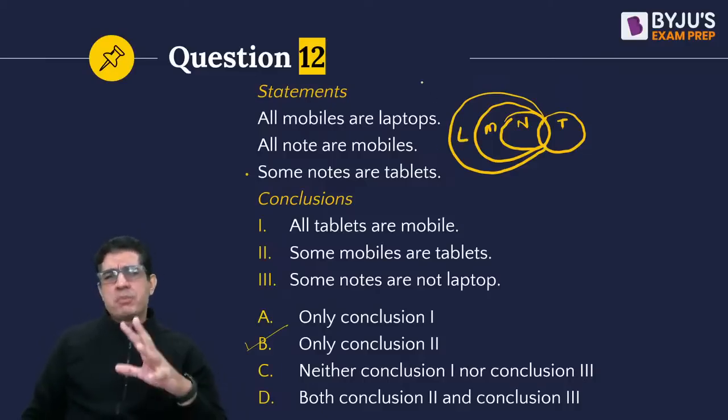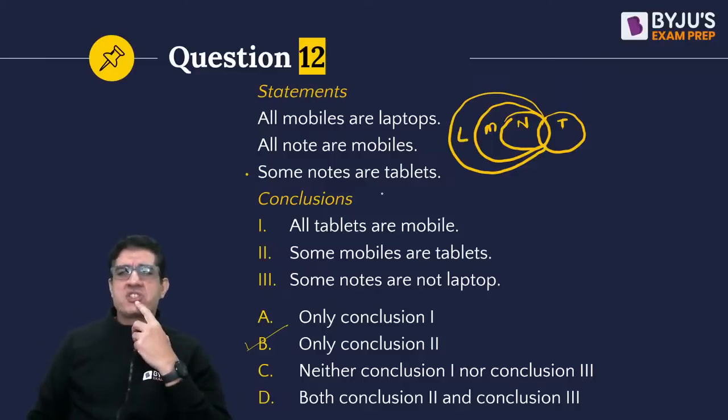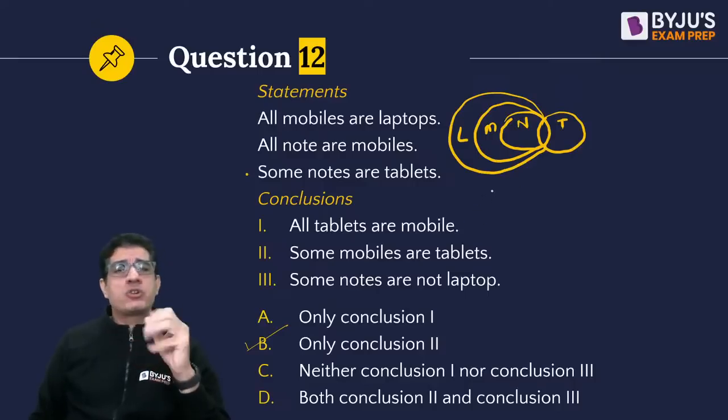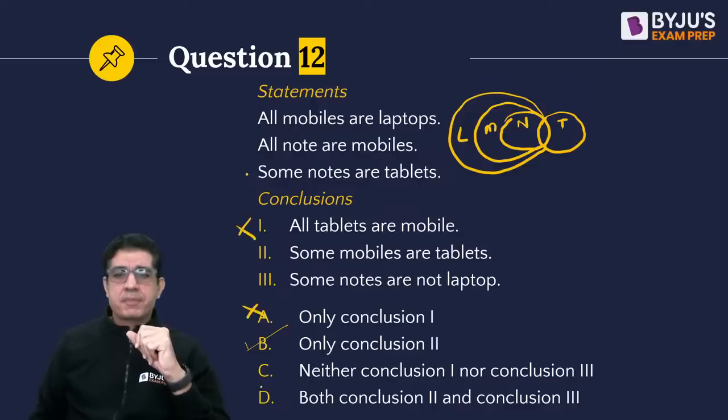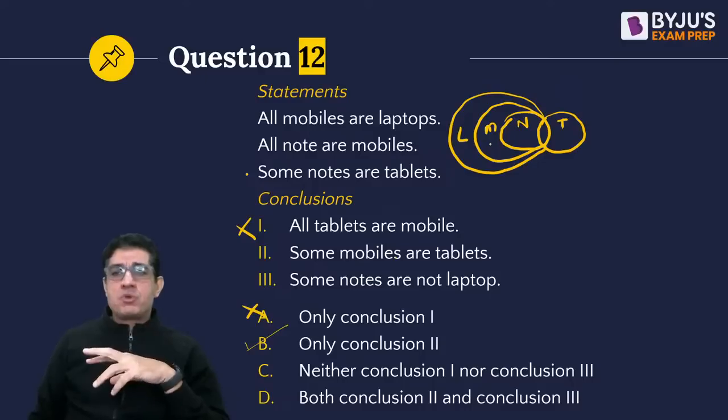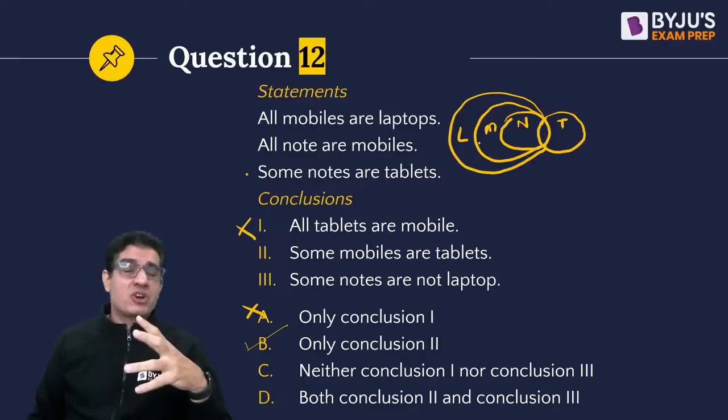So this is going to be the minimum overlap. First up, let's check. All tablets are mobiles is not true in minimum overlap, so it's definitely invalid. Then some mobiles are laptops. It is true in this case. But it being true in this case does not mean that it is automatically valid.